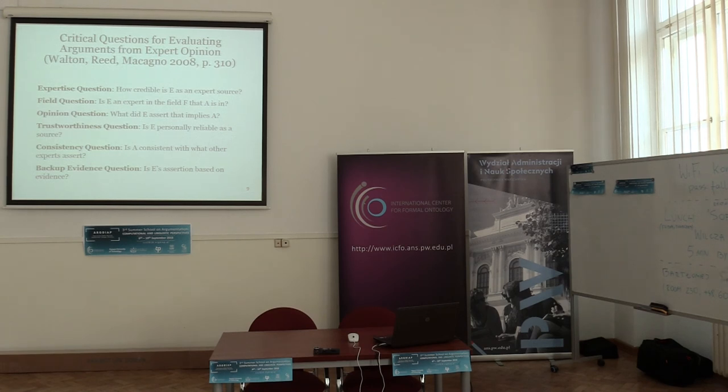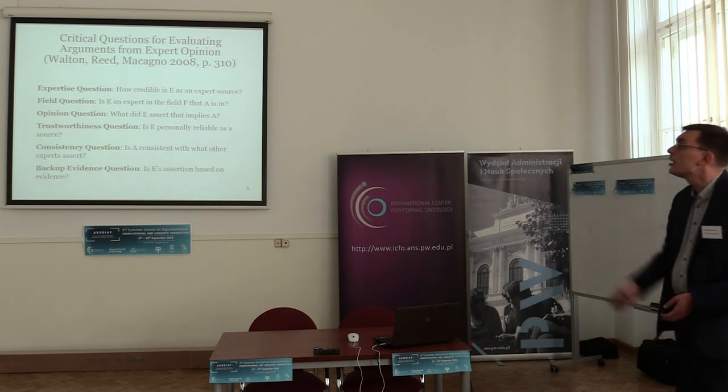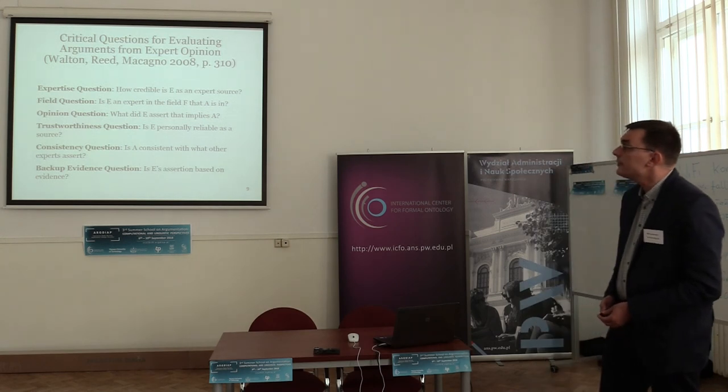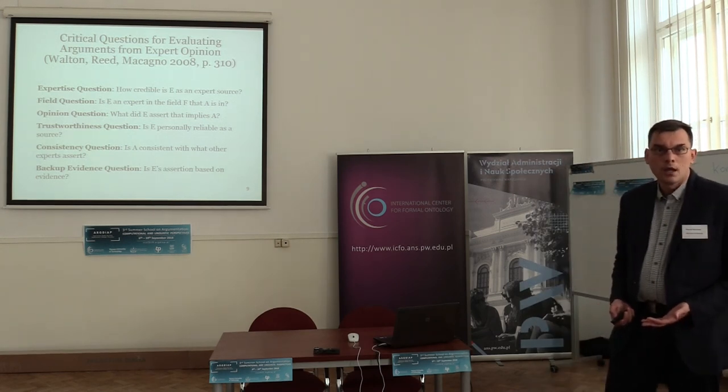So the argumentation scheme theory, a part of this theory, is a set of critical questions. For instance, here's a set of critical questions for evaluating arguments from expert opinion. So you have this argument scheme for argument from expert opinion, and then you have critical questions that allow you to evaluate a given instance of argument from expert opinion. You can, for instance, ask how credible is E as an expert source, or you can ask, the last question, whether or not E's assertion is based on evidence. So you critically evaluate arguments using critical questions.